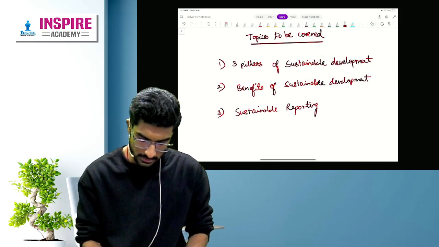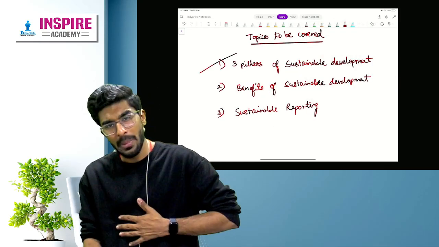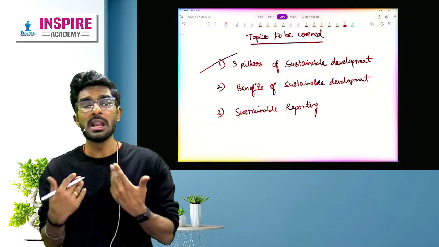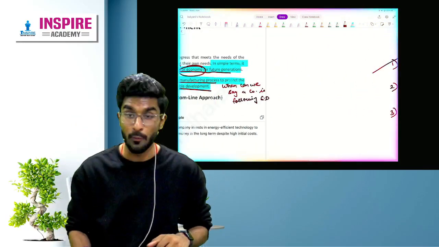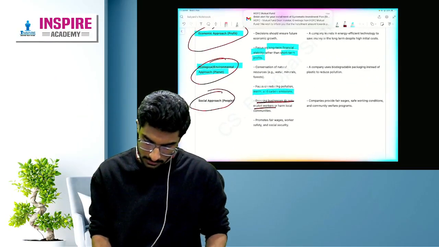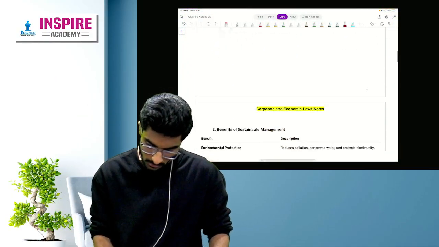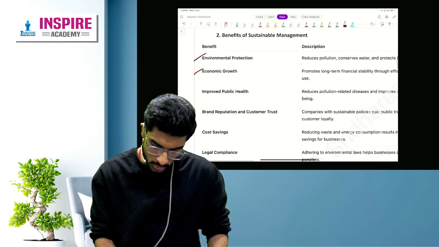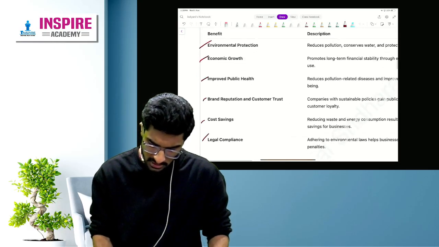Very simple, right? Next, what are the benefits of SD? Now that I am following SD, what are the benefits that I am going to enjoy in the long run, or what is the society going to enjoy in the long run? Let's understand this. So, how many benefits are there? 1, 2, 3, 4, 5, 6. 6 benefits.